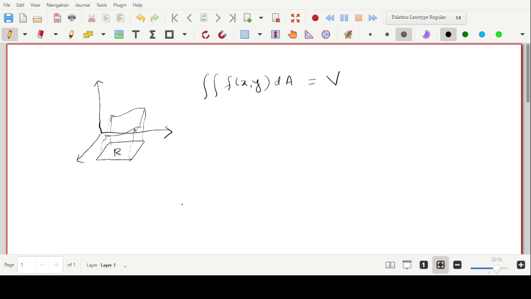Recall that in case of the integration of single variable function, the integral gives us the area under the curve, whereas in case of multiple integration, the double integral of a real valued function gives us the volume of the solid.